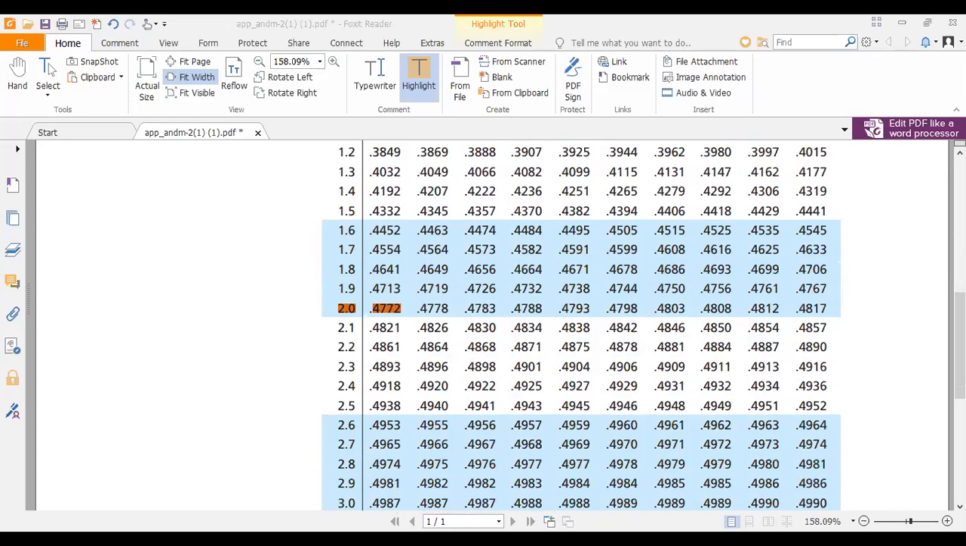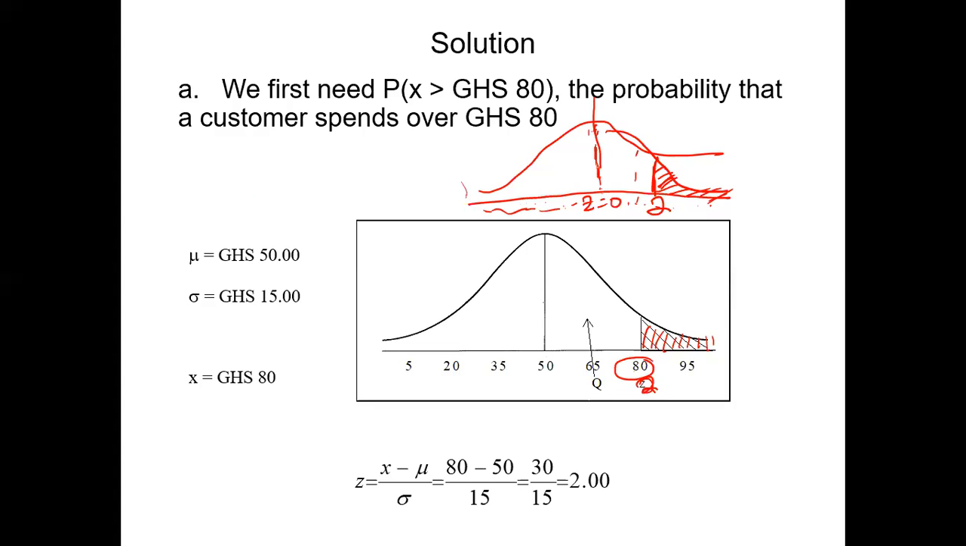Okay, so here it means that from 0 to the computed z-score of 2, this section is 0.4772. But that is not our interest. Our interest is more than 2, that is this section. Having known that half of the curve is 0.5 probability, we can find the area more than 2 by subtracting. Everything to the right of the mean is 0.5, and the portion from 0 to 2 is 0.4772.